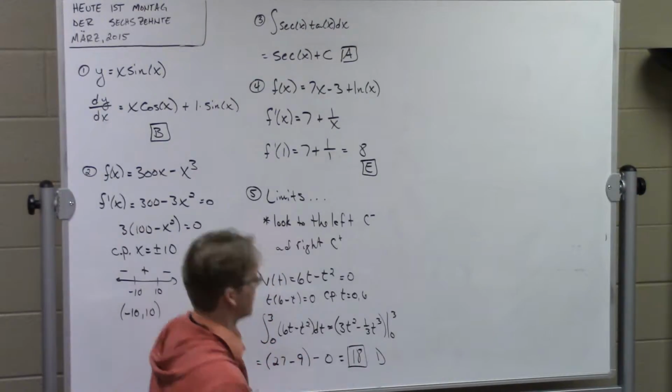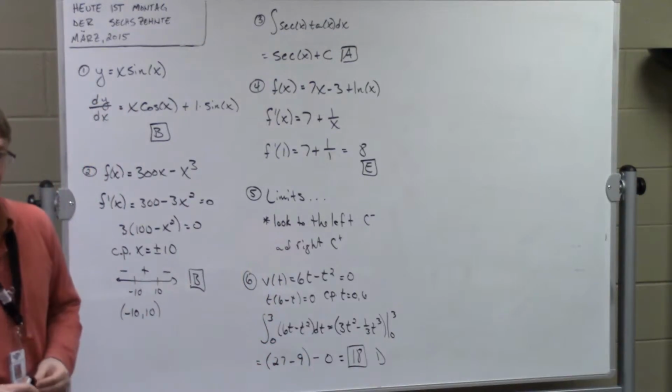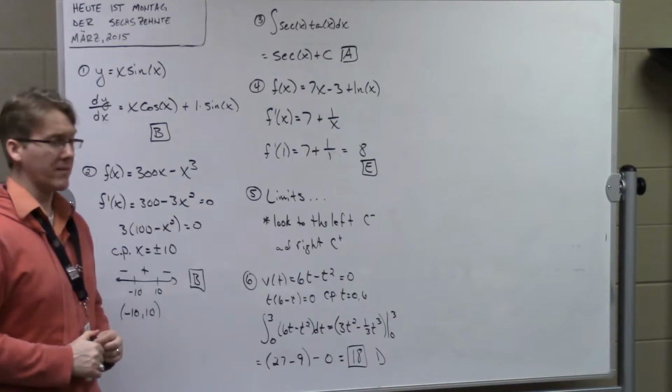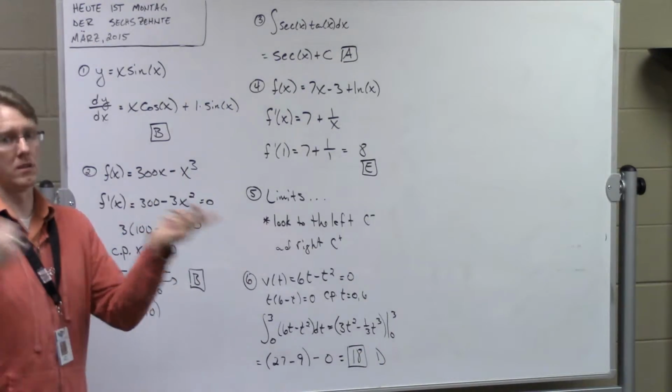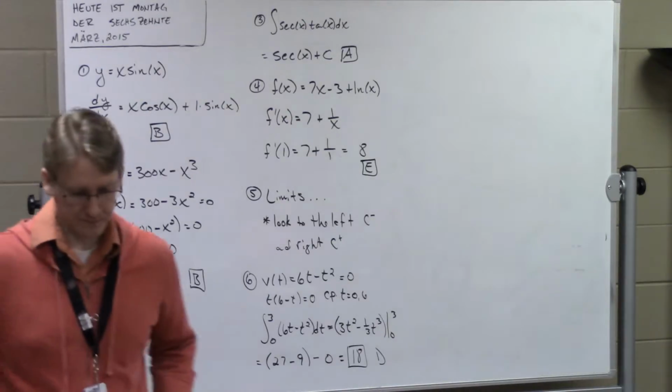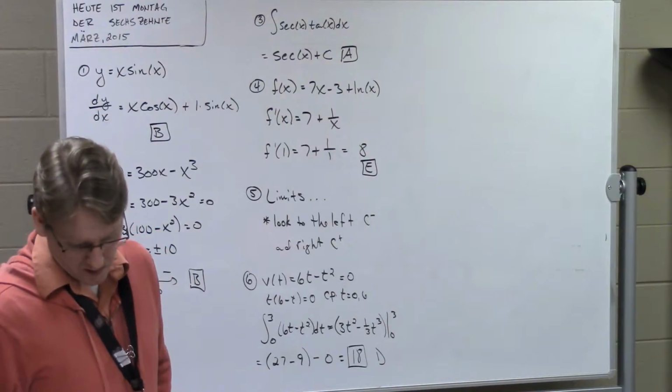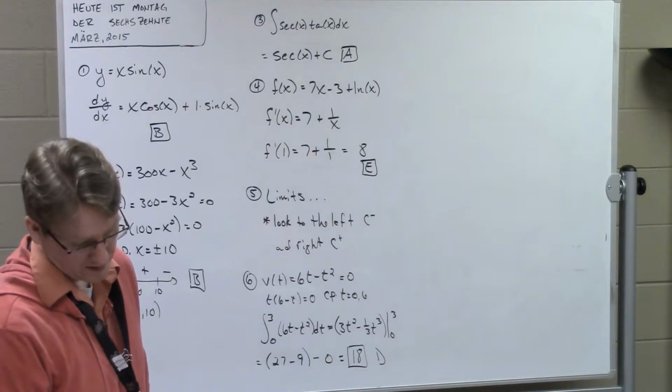By the way, it happened to be traveling 18 units to the right. If we had gotten a negative 18, that would not have scared us. That just meant that the particle traveled 18 units to the left. All right. Number 7.